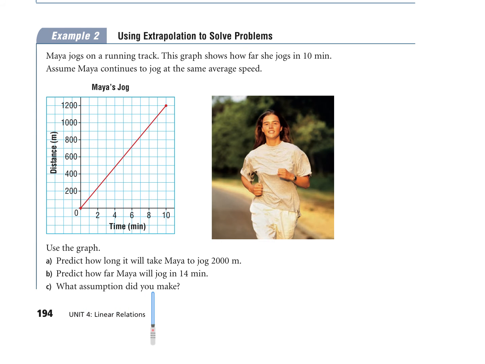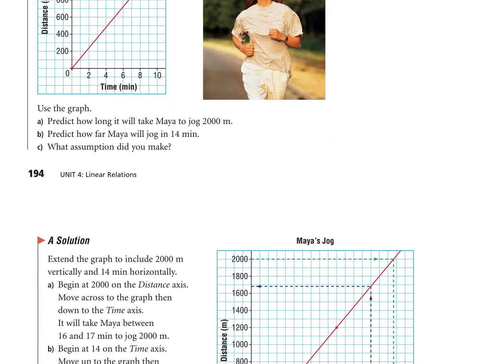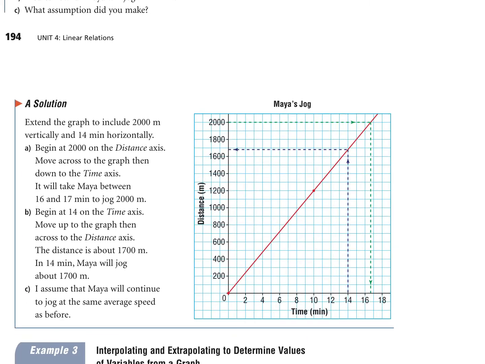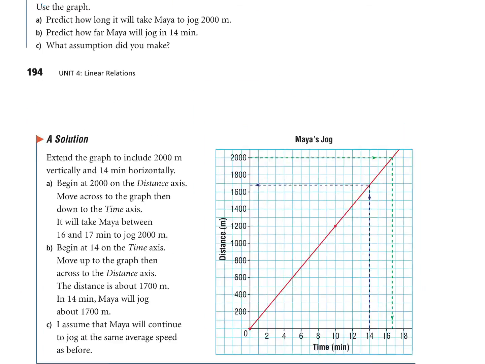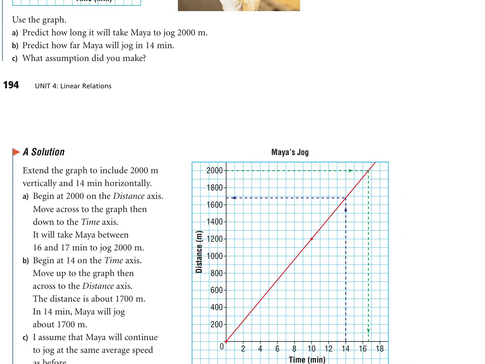And what assumptions did you make? So let's go down, because they have the graph extended down here below, and you can see they extended our time axis right here from 10 minutes to 18 minutes so we could answer all the questions properly. And they extended our distance axis from, I believe it was 1200, all the way up to 2000. So the first question asked us to predict how long it will take Maya to jog 2,000 meters.